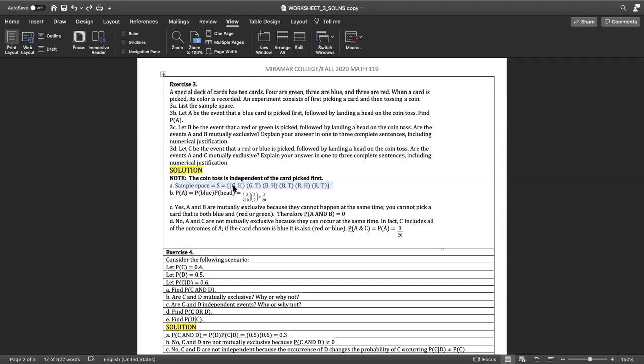So let's denote the sample space as a set of ordered pairs. The first element in our ordered pair is going to be the card that we drew, and the second element in the ordered pair will be the outcome of the coin toss. So if we pick a green card first, then we can get either a heads or a tails on the coin toss. Similarly, with the blue card first, we get the heads and the tails on the toss. Red card, same thing.